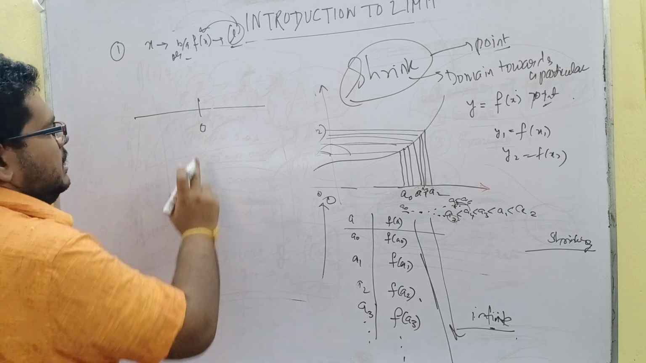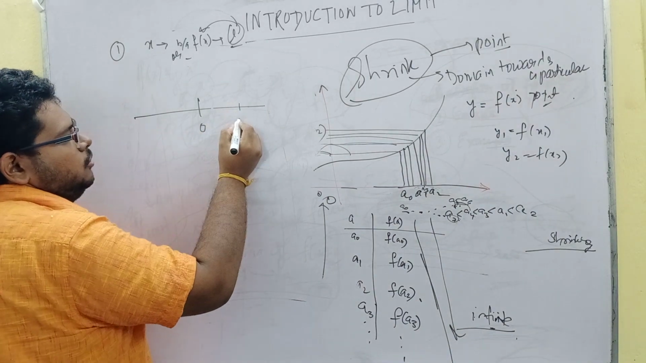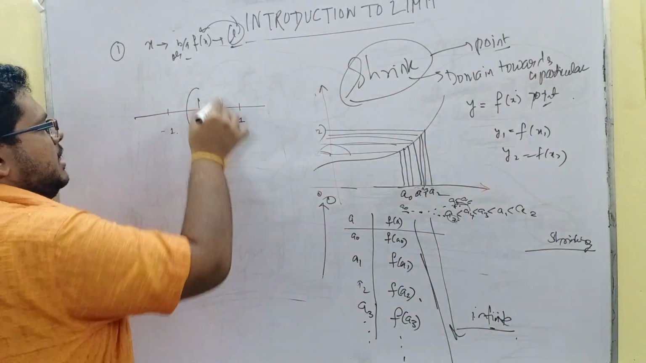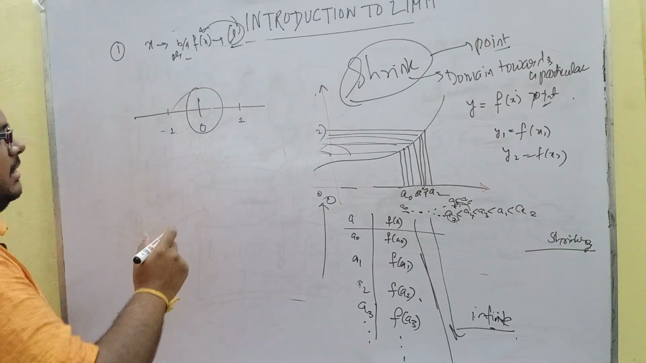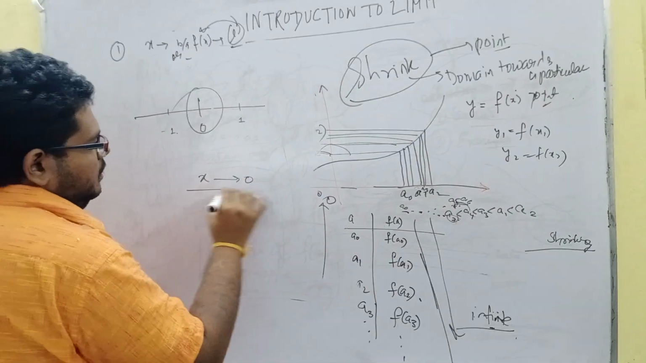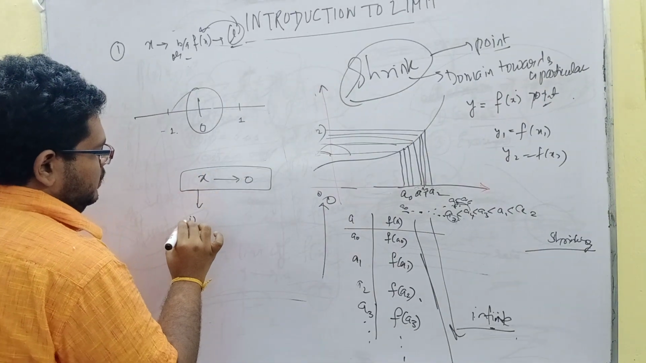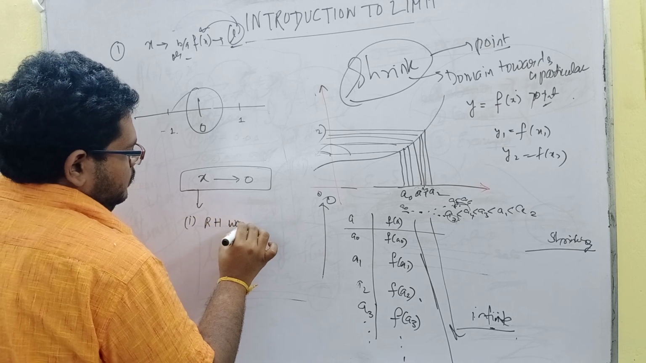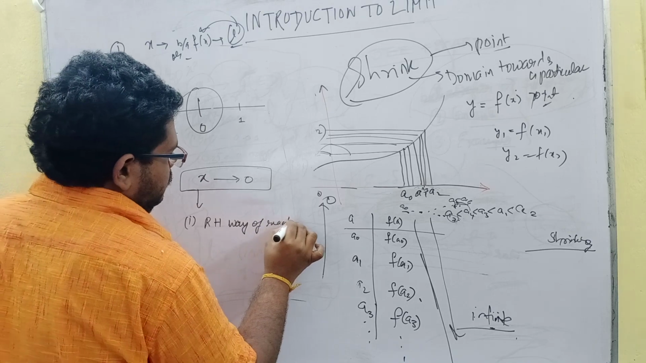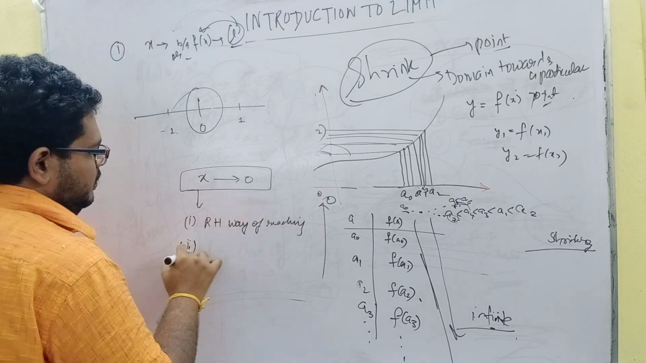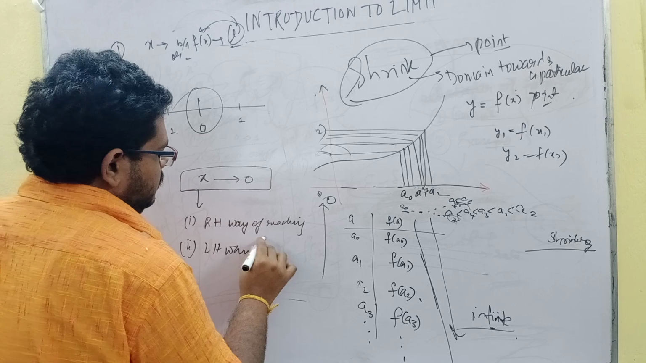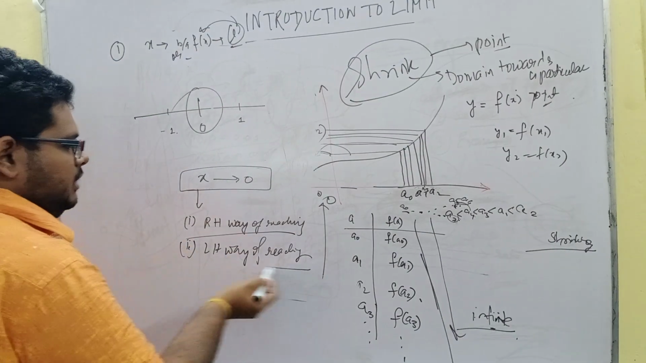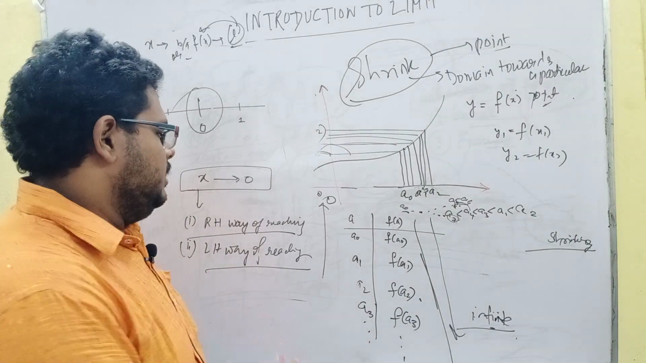Now if I want to reach 0, this is my target point. I want to analyze the value of x tends to 0. This means two things: the right hand way of reaching and the left hand way of reaching 0.